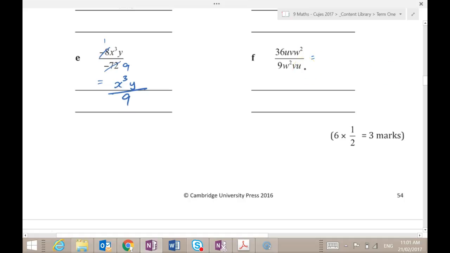Lucky last one over here. 9 goes into 9 once and into 36 4 times. There's a U on top, can cancel with a U on the bottom. A V can cancel with a V. W squared can cancel with W squared. Wow. Those last 2 had extreme cancelling.